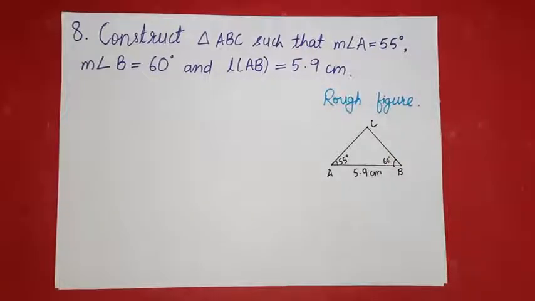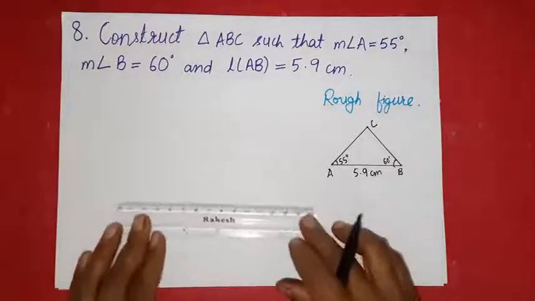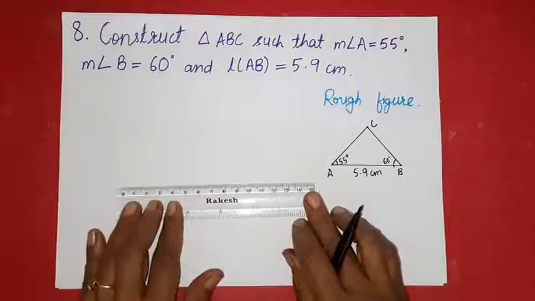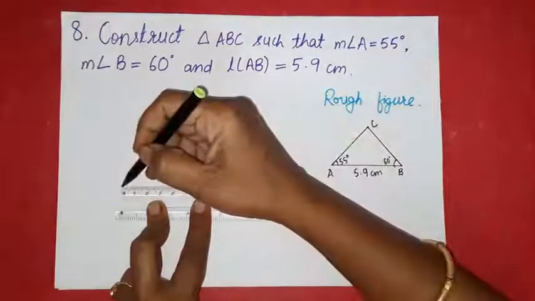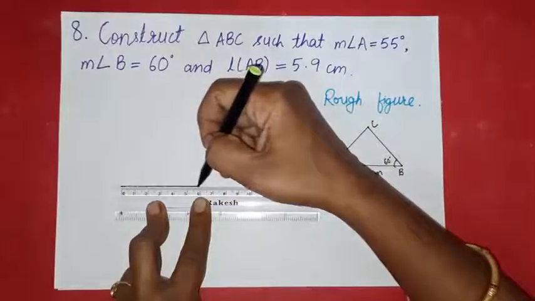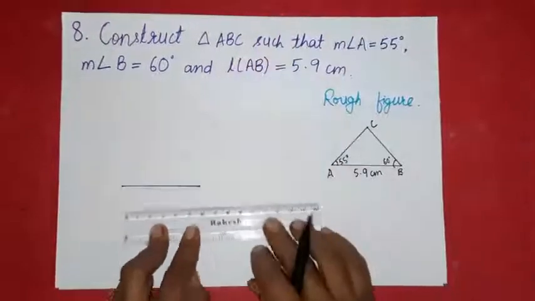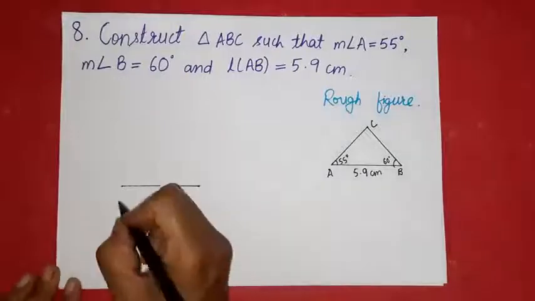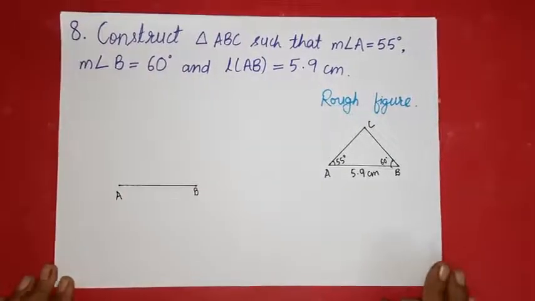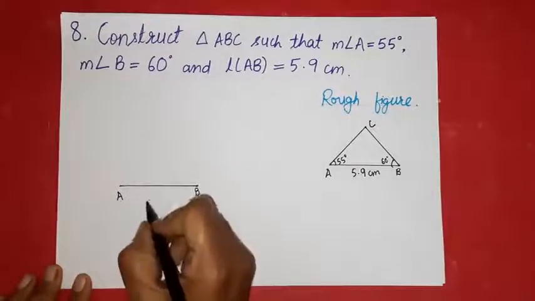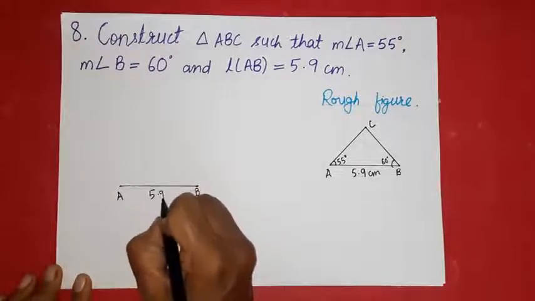Now, let us do the actual construction. Take your ruler. Draw segment of 5.9 centimeter. So, start from 0 and draw up to 5.9. Give the name AB to this segment. Now, write here the measure 5.9 centimeter.